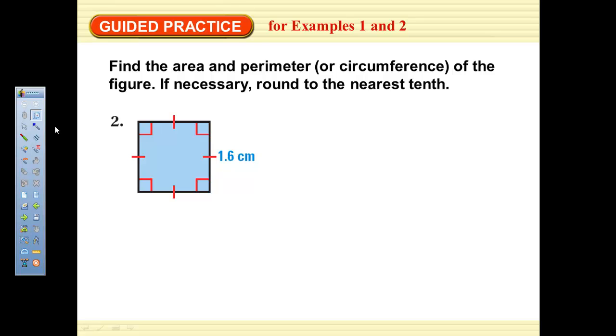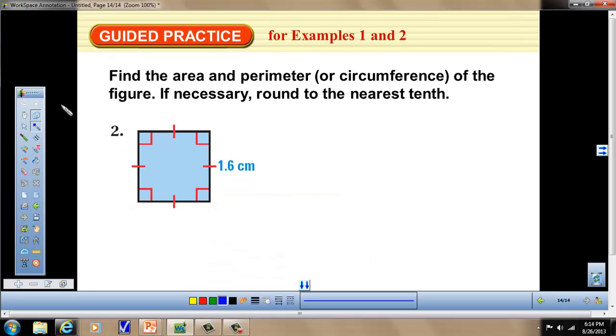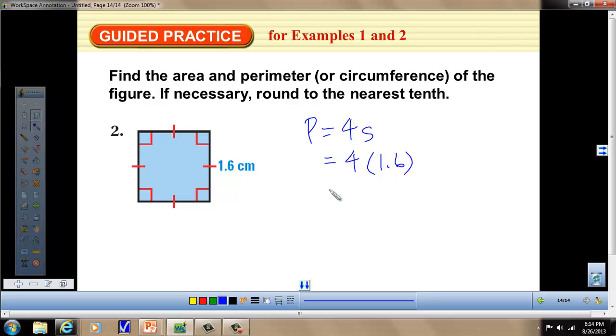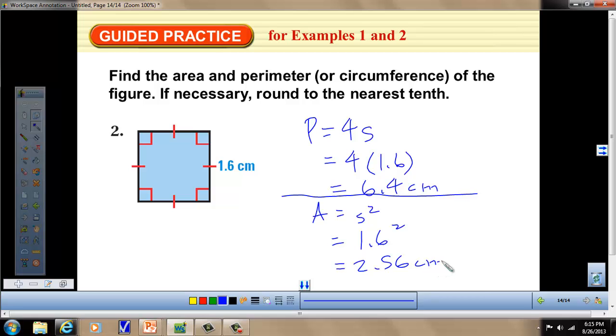And again, here's another example. This time we have a square. So the nice thing about this is, for a square, the perimeter will just be 4 times the length of a side. So the length of a side is 1.6. So we do 4 times 1.6, and we get 6.4 centimeters. And for the area, we just take the length of a side and we square it. So in this case, we get 1.6 squared. If we calculate that, we get 2.56 square centimeters.